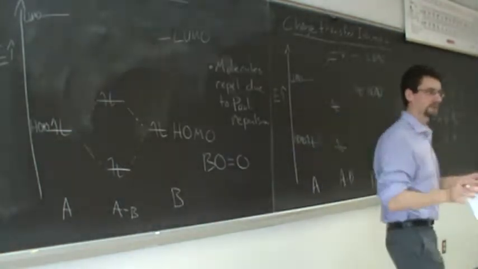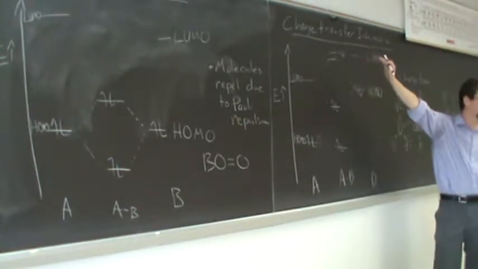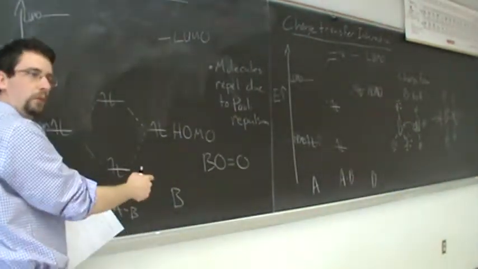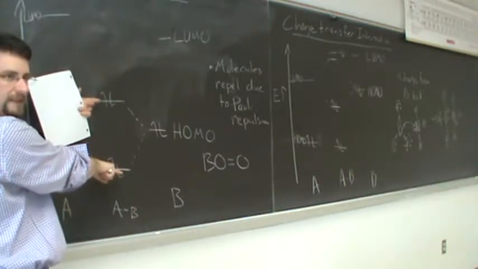So the electrons don't like to be near one another, they separate, and it causes the molecules to move away from one another. If A and B start to move away from one another, what happens to these energy levels?